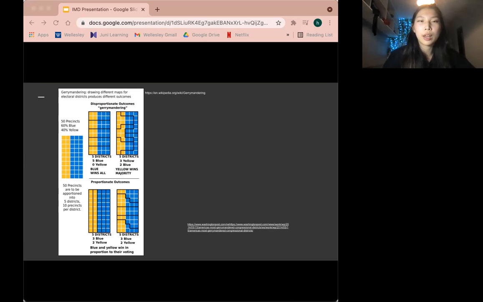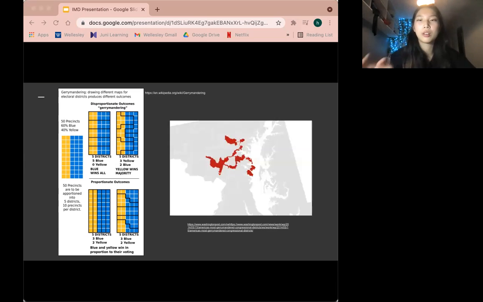Yeah. So then if we look at the right-hand side, we can see a real life example of this. This is Maryland's third congressional district, and it's often called the praying mantis district because it's just really oddly shaped. We can see that it's very much not contiguous, and it goes almost out of its way to avoid certain areas in Maryland.